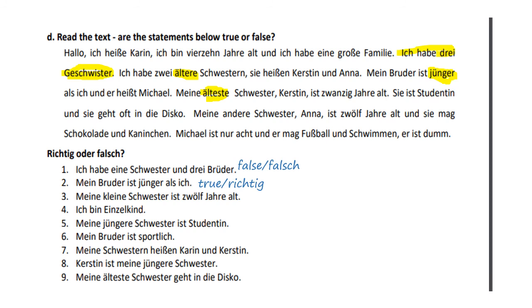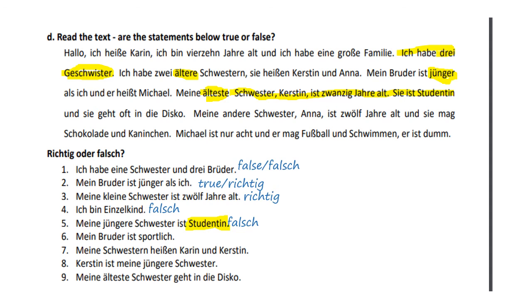The next one, meine kleine Schwester ist 12 Jahre alt. My little sister is 12 years old. Das ist richtig, that's true. Ich bin Einzelkind, das ist falsch. Meine jüngere Schwester ist Studentin. My younger sister is a student. And by this word, student doesn't really just mean somebody who's in school, like you'd probably say in English. Studentin, or the word Student if you're a boy, actually means if you're at university. So that's falsch. Because it does mention that her oldest sister is Studentin, if you see it there.